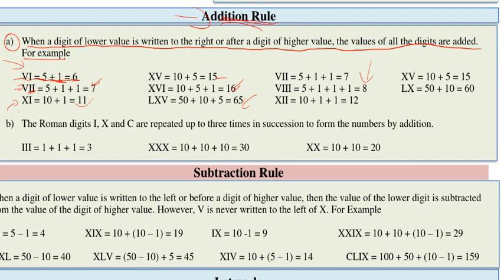XII is equal to 10 plus 1 plus 1, that is going to give you 12, and XV is equal to 10 plus 5, that's 15. LX is 50 plus 10, 60.